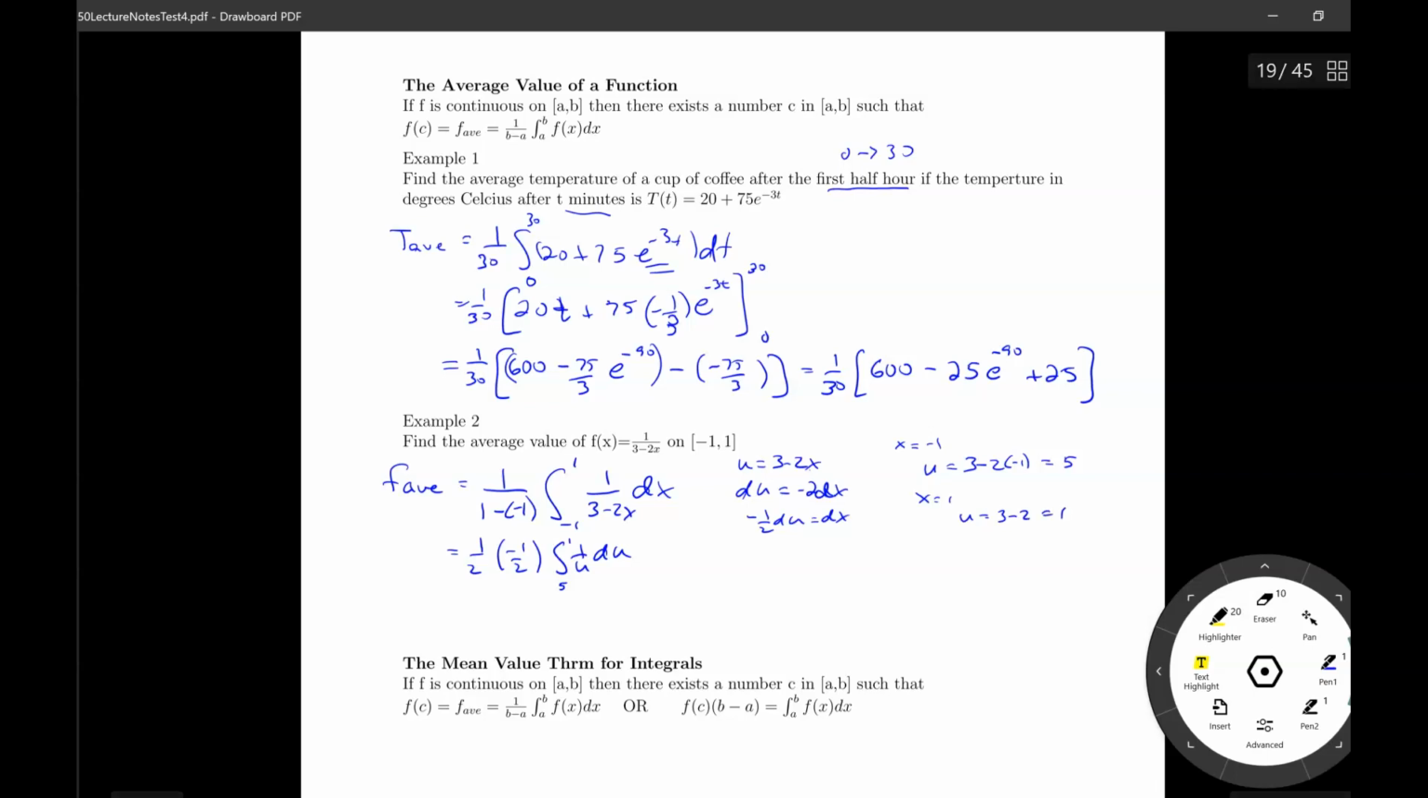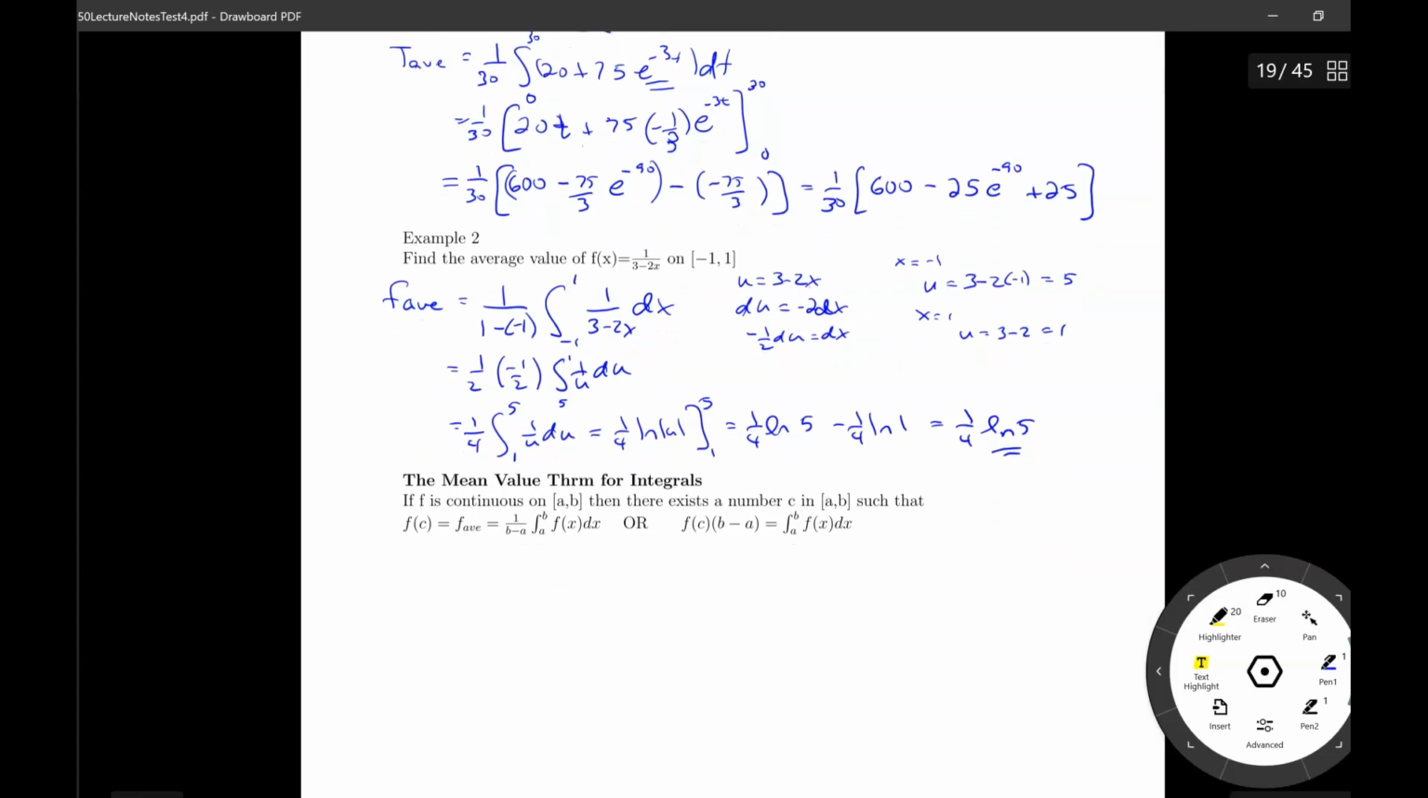So I can see there's a switch, so let me take the time to switch the limits of integration and get rid of the negative sign. And then I have 1 over u du. So now I do not go back to x's. So I have 1/4 ln of u between 1 and 5. That gives me 1/4 ln of 5 minus 1/4 ln of 1. I know that ln of 1 is 0. So there, that's the y value that gives me the average value of the function.